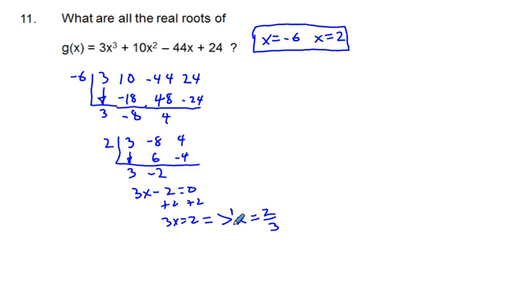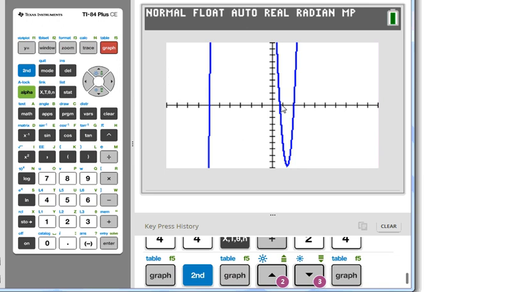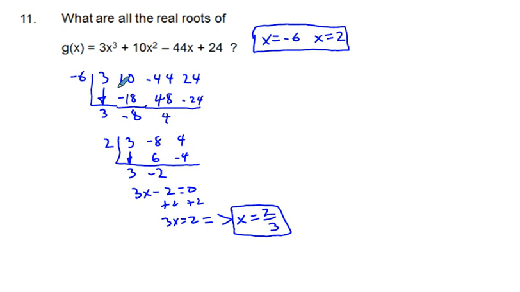Okay, is that consistent with what we saw in the graph? I hope so. I think it is. Graph. Yeah, x equals 2/3. Looks good. So those are all the real roots.